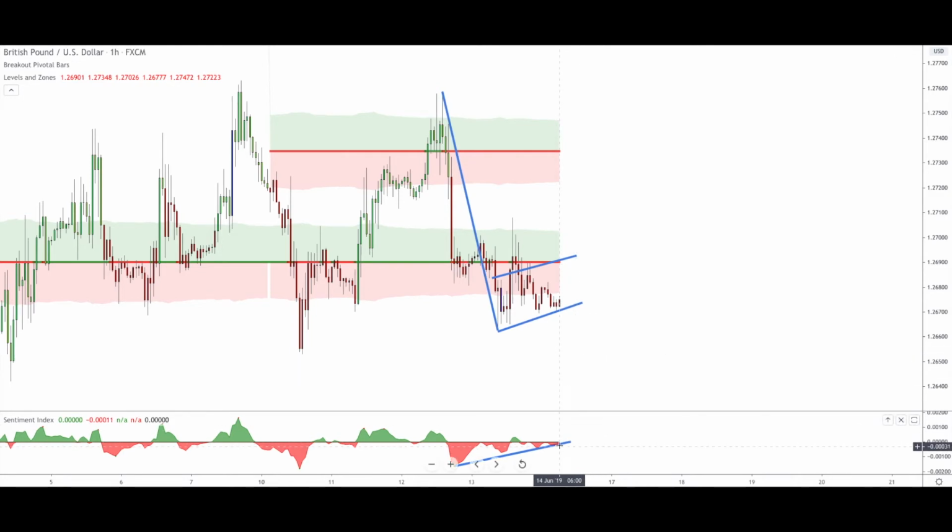So if we have a breakdown in the sentiment index and we also have a breakdown in this consolidation that I draw here, and the breakdown is made with a red candle, and by the way, the color of this candle is assigned by the breakout pivotal bars. So it's a red candle if it is a bearish candle, a green candle is a bullish candle, a blue candle, because there are some blue candles, are indecision candles.